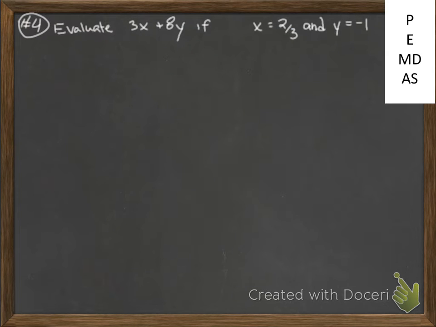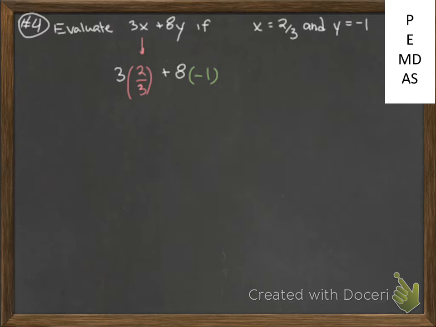All right, next one. This time we have some fractional values of our variables. So in this problem, we're told that x is equal to 2/3. Again, I'll put it in parentheses just to preserve the operation of multiplication. And then we're told that y is negative 1. So we have 3 times the quantity 2/3 plus 8 times negative 1.